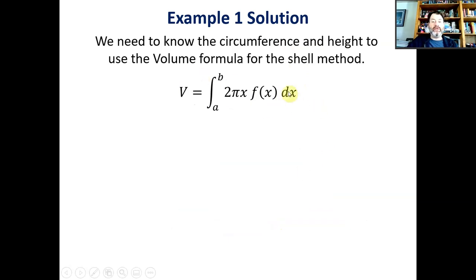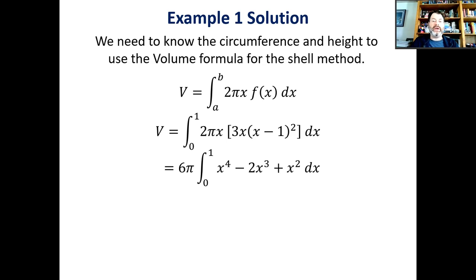So there's the generic formula. I'm always going to start with the generic version of the formula and then plug in the specifics. So we're going from 0 to 1 in the x direction. The circumference we already figured out was 2 pi x. The function itself is given in the problem, and the dx is the thickness. It just stays dx. This is a really easy integral to do.